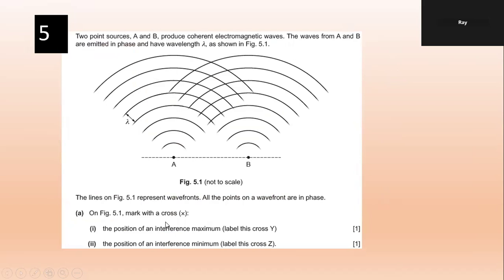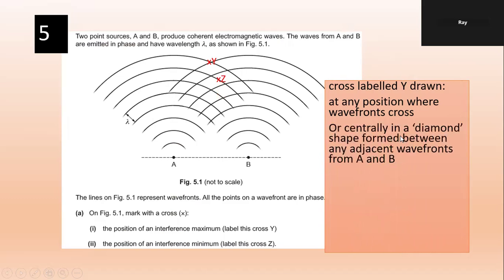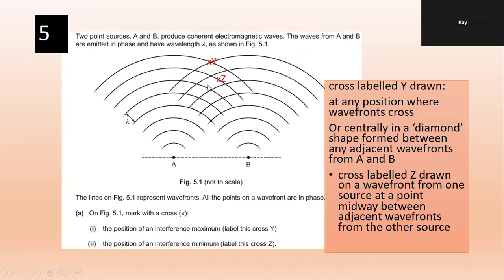On figure 5.1, mark a point X. Cross X the position of interference maximum. Label the cross Y. So that is your X, that's your Y. It can be here. There's a marking scheme. There's your Y. You have to imagine the minimum is center of there. It can be here.